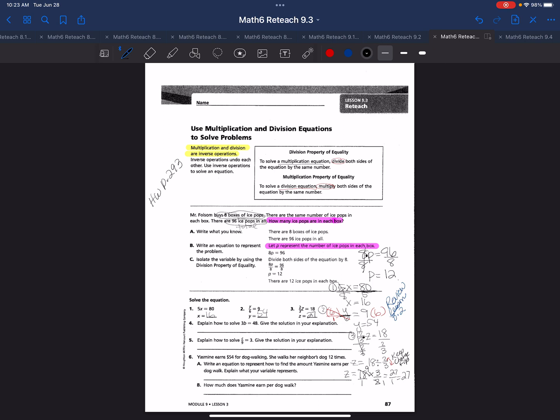Explain how you solve 3b equals 48. So remember, that's 3 times b. So I'm going to do the division property of equality because this is multiplication. So I'm going to divide both sides of the equation by 3. So if I do that, 3b equals 48, divide both by 3, so b would equal 16.